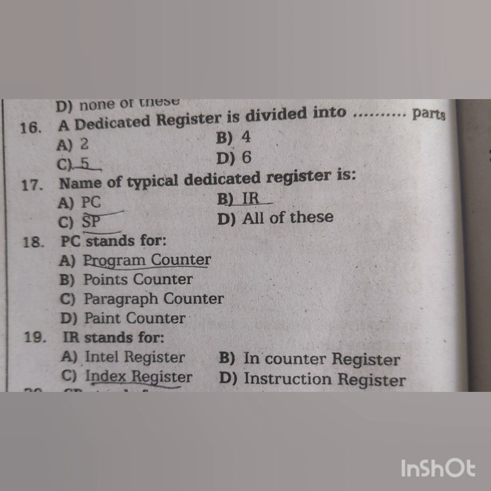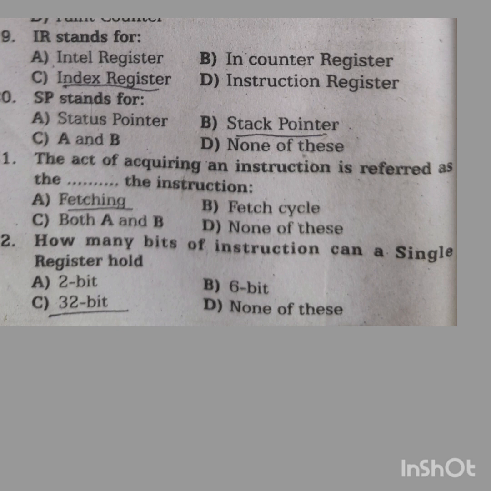Names of typical dedicated registers are PC, SP and IR. PC stands for program counter, IR stands for index register and SP stands for stack pointer. The act of acquiring an instruction is referred to as fetching the instruction.